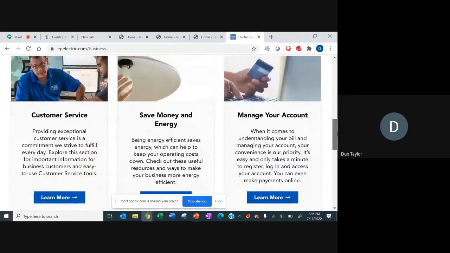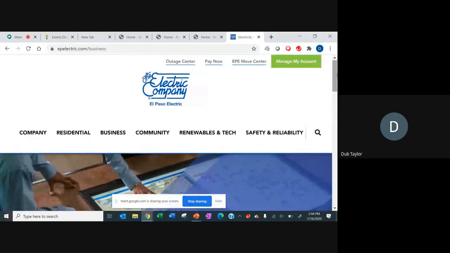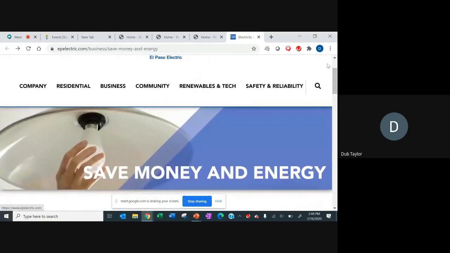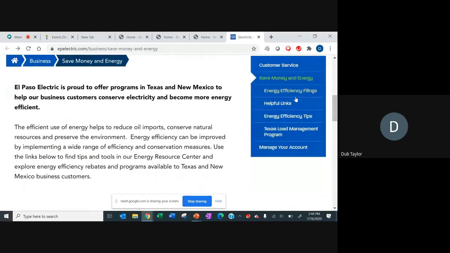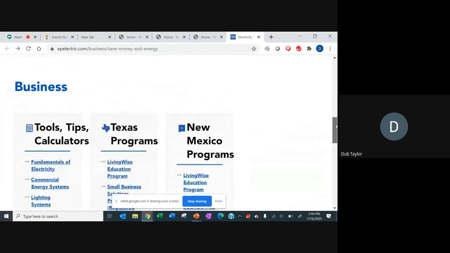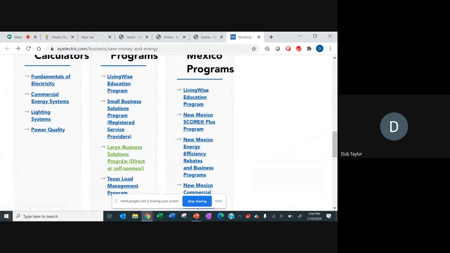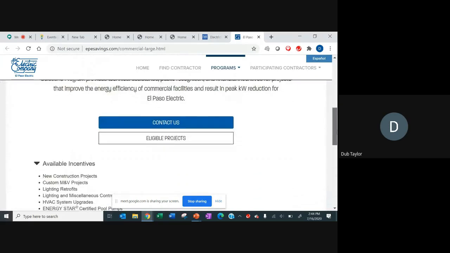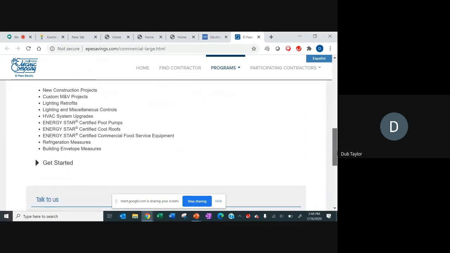And what you can see is they have different incentives. They have, go back here. So saving money and energy, efficiency tips, efficiency filings, load management, their Texas programs, large business solutions, shows how it works. Eligible projects, shows the different available incentives there.